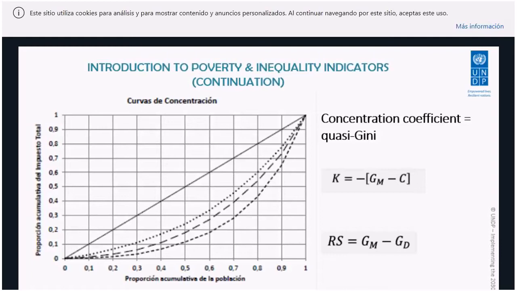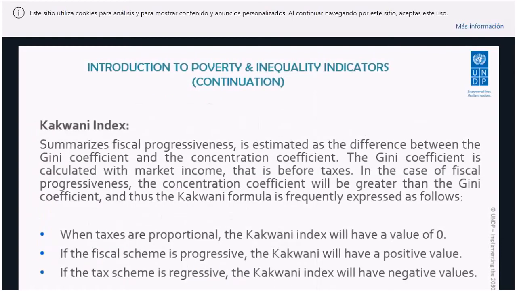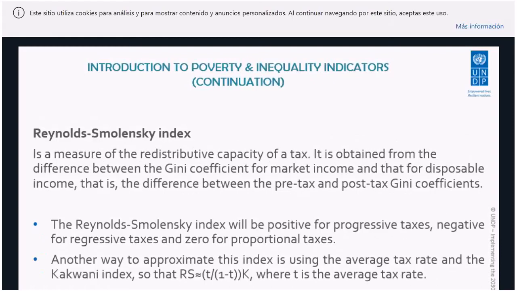So those are two very simple indexes that you're probably going to hear from Eduardo. In the presentation, you will see the definition of the Kakwani and the meaning of positive, negative, and 0 values. And the same for the Reynolds-Smolensky index. This is exactly what I just told you. And with this, I finish my small parenthesis, and I'll give you back the microphone to Eduardo.